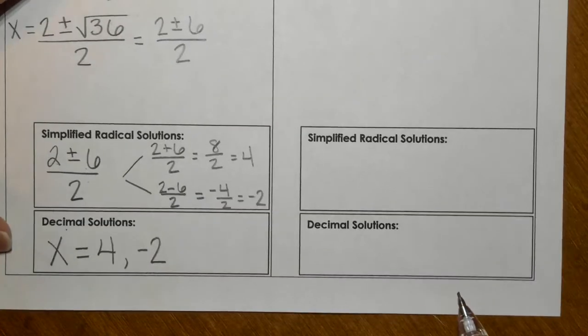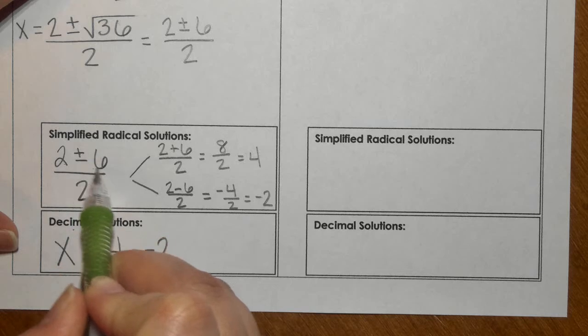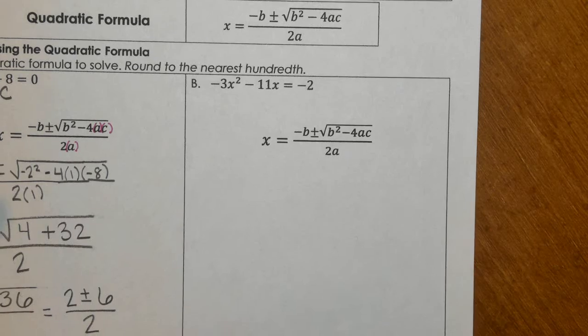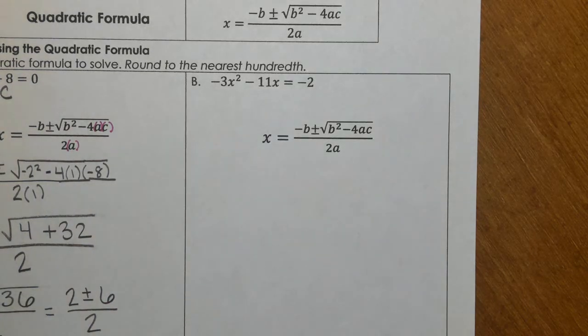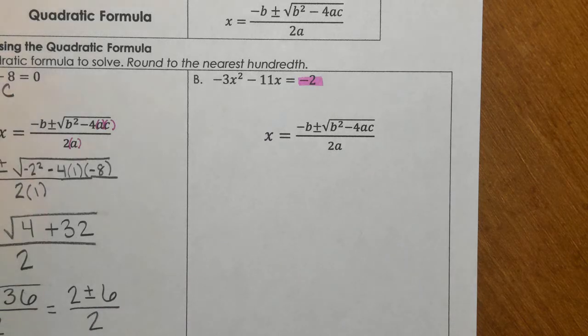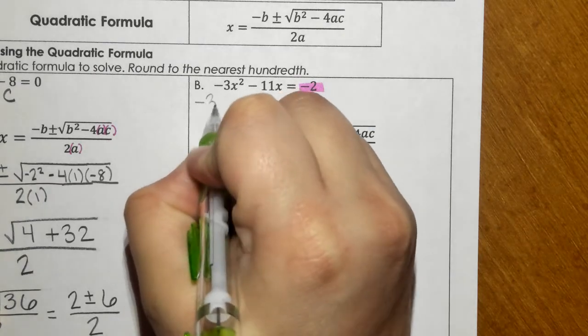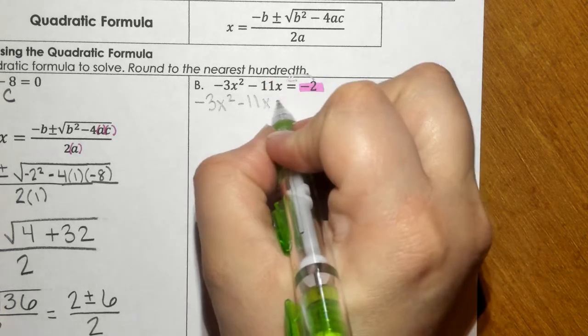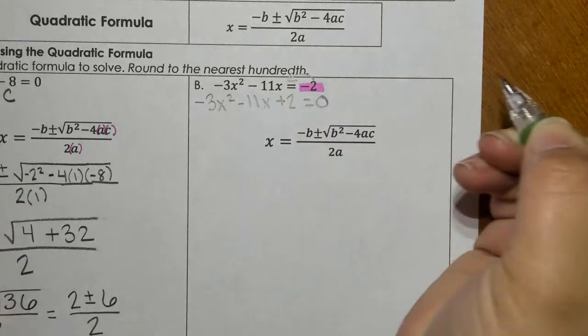So what happens though when this right here is not a perfect square like that? That's why I have this example. At the top, hopefully you noticed that the equation is not in standard form. So we're going to put this on the other side to make it equal 0. My new standard form has this come over here to be a positive 2 equals 0.